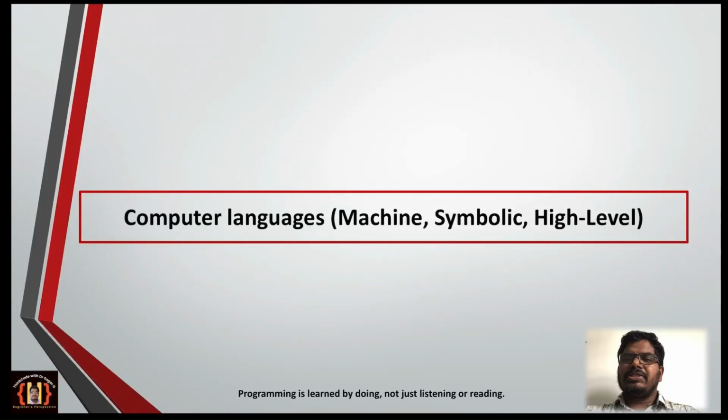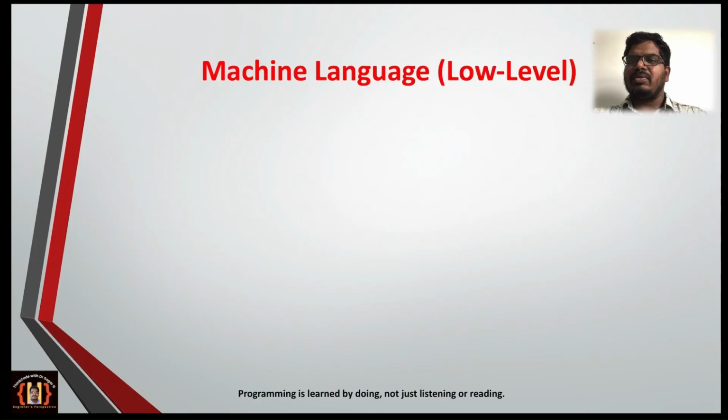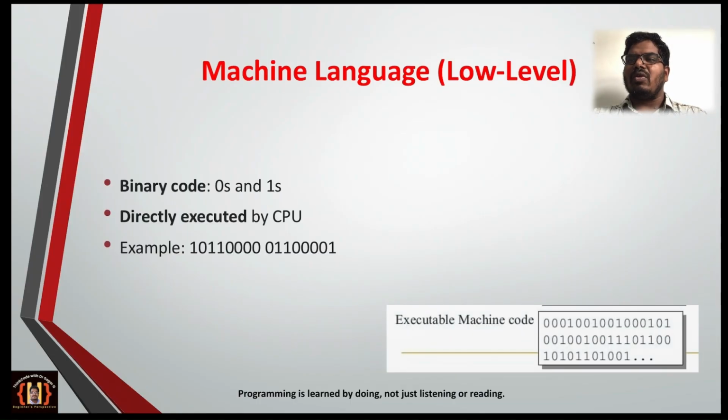The topic is computer languages. So this could be different languages such as machine language, symbolic language, and high-level languages. We'll see details about it. So first, let's start with the machine language, which we also call low-level language. On the right-hand side bottom, you can see all zeros and ones. This we call binary code.